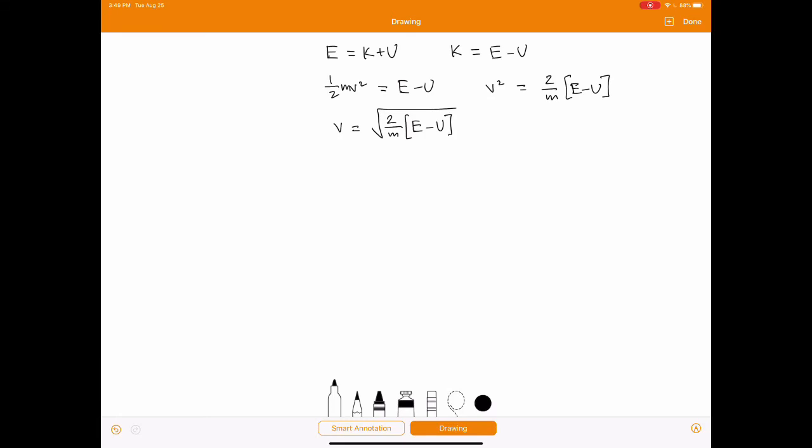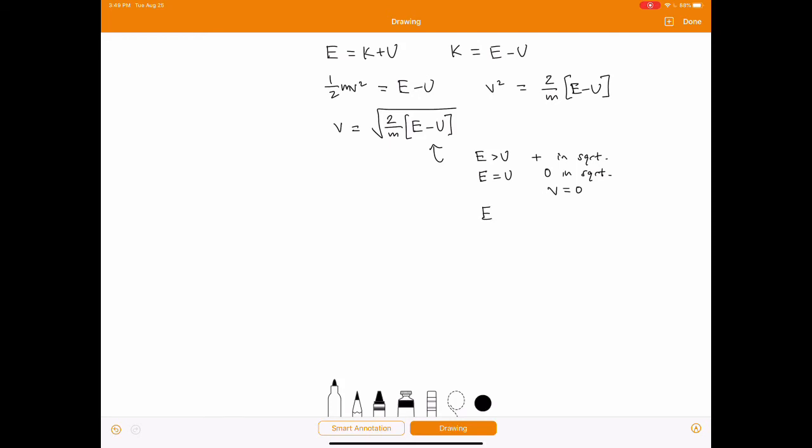Okay, so I want you to take a close look at what's inside of the square root. We have E minus U. If E is bigger than U, then we have a positive quantity in the square root. There's nothing wrong with taking the square root of a positive number, that's fine. If E is equal to U, then we have 0 in the square root. So basically v is going to be 0. That's what that would mean.